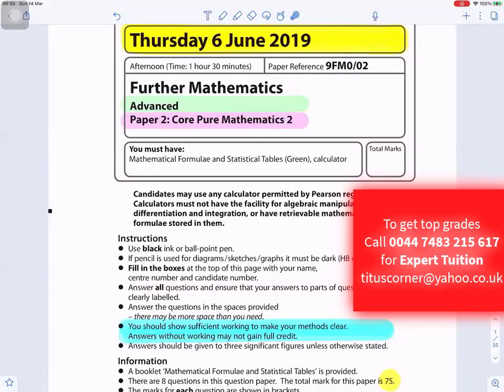Core Pure Mathematics 2, Paper 2, Further Mathematics, Advanced Level, Thursday, 6 June 2019. You should show sufficient working to make your methods clear. Answers without working may not gain full credit. The total mark for this paper is 75 marks.